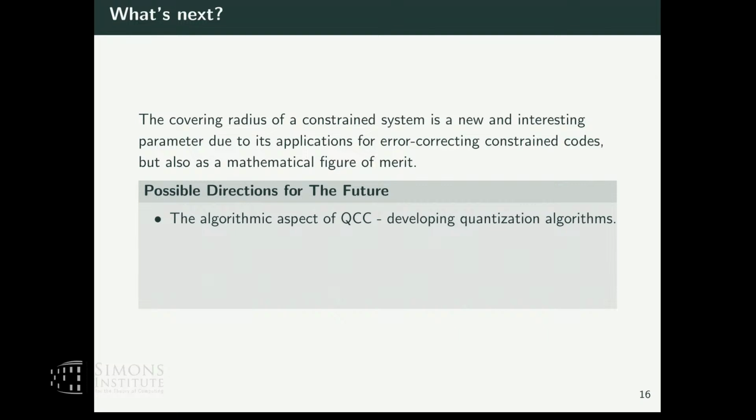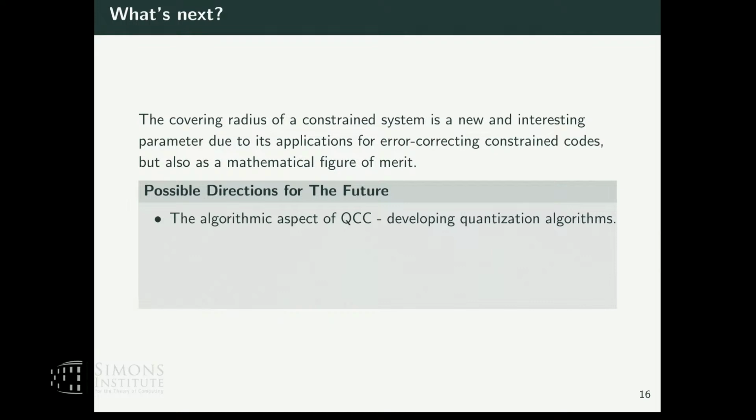The algorithmic aspects of QCC are not complete yet. We would be happy to have a systematic way of building this box. So I showed you an example whereby we take any position with index a multiple of k plus 1 and just force a 1 into it. Well, that works for the combinatorial covering radius and for 0k RLL.